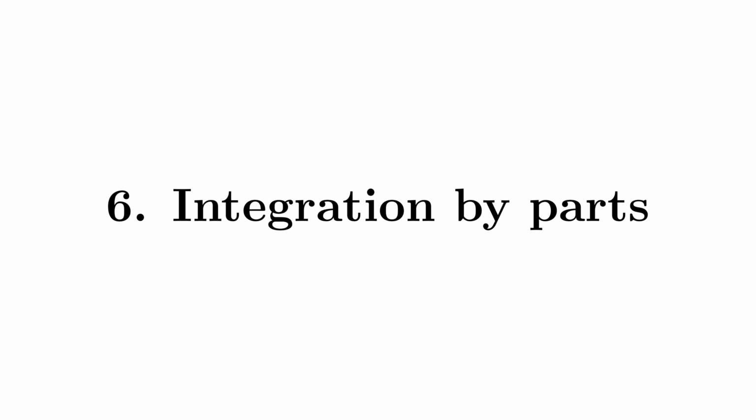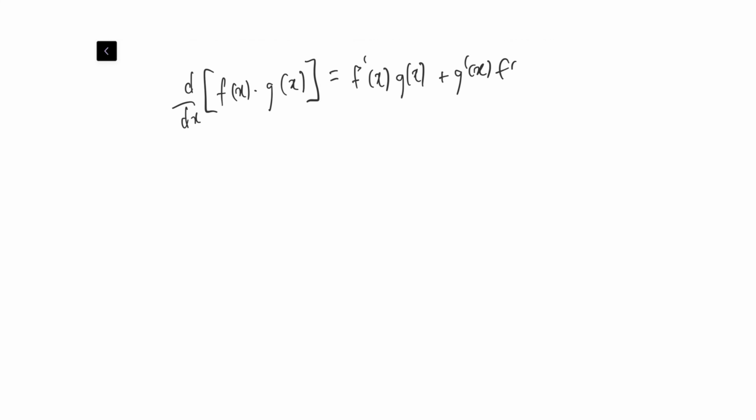Now, the next integration method we're going to be looking at is integration by parts. Here's how it works. When is it used? Well, it's used when we have a product of functions. Let's say we have f of x times g of x. Let's say we differentiate this product of functions. Well, by the product rule, we would get f prime of x, g of x, plus g prime of x, f of x.